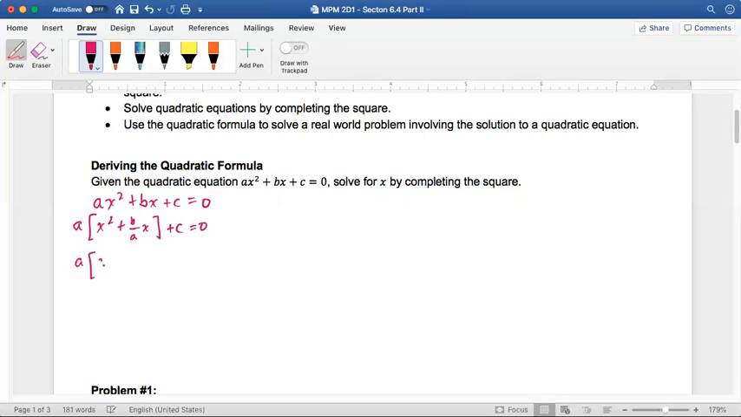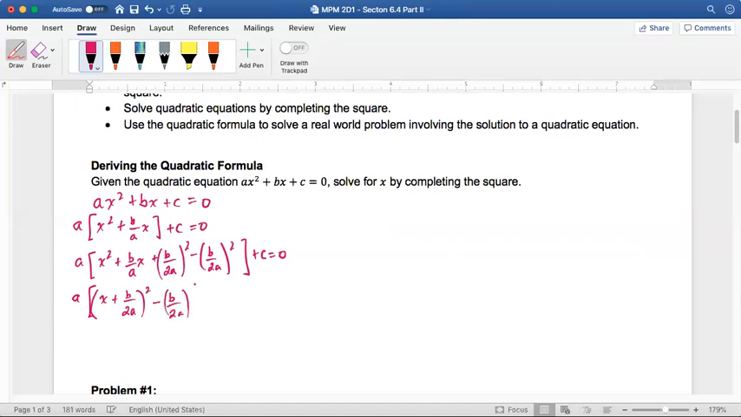We will take half the coefficient of the linear term, and half of b over a is b over 2a. We're going to add its square, and we're going to subtract its square, and close the bracket, plus the c equals 0. Now, some textbooks will move the c over beforehand. I just like to keep everything on the one side until I'm ready to move it over. So these first three terms form a perfect square trinomial, so I'm going to factor that out, and we get this wonderful mess here, and plus c equals 0.